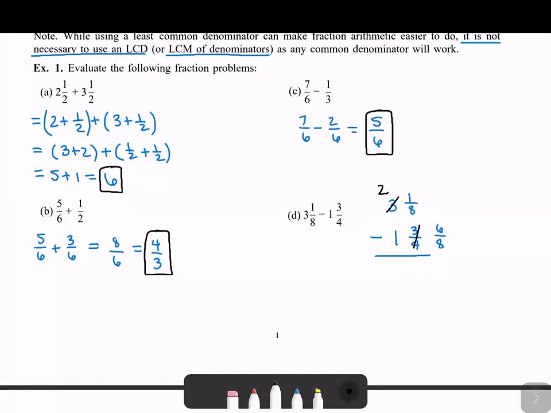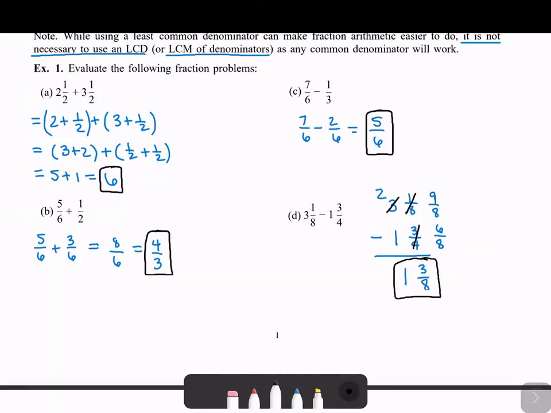Added to this one part is going to give us, sorry, I shouldn't write anything. So whenever we take one whole, break it up into 8 parts, and add it to the one part we already have, this is now going to give us 9/8. Okay, so now we can do 9 minus 6 and get 3/8. And we can do 2 minus 1 and get 1. So this is just going to give us 1 and 3/8.